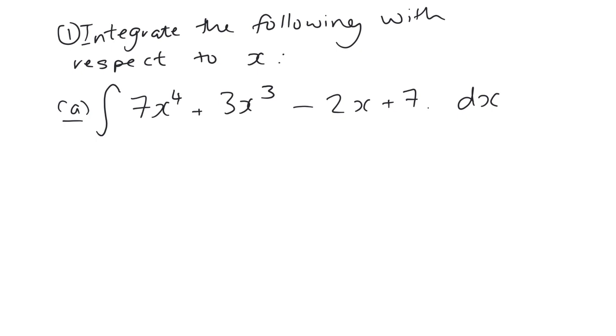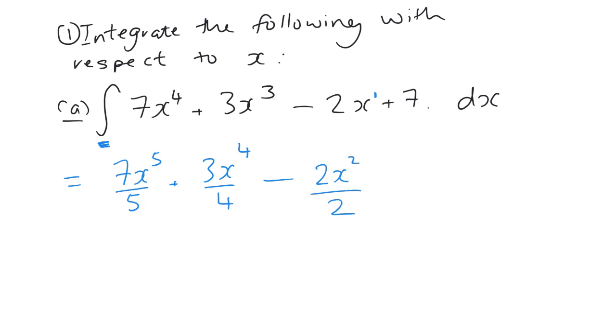Our first example then, integrate the following with respect to x. This sign, it looks like a stretched out s, that's our integral sign, and we're integrating 7x to the power 4 plus 3x cubed minus 2x plus 7, and we'll have a dx here, which is the "with respect to x". It's just saying we're integrating x's. So when we integrate, we add 1 to the index, divide by the new index. Remember, 2x is 2x to the power of 1. So add 1 to the index, divide by the new index.